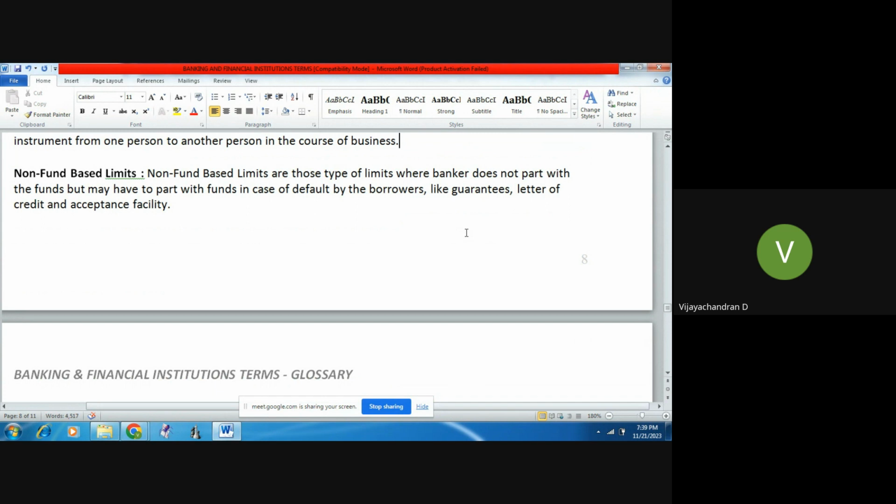So they will not be the owner of the fund. They will not be a part of the fund. But in case there is a default, yes, they will retain the money. That is known as non-fund based limit. Non-fund based limit means the bank will not be in possession of the money, but in case of default, it will possess and retain the money. So that is known as NFBL.